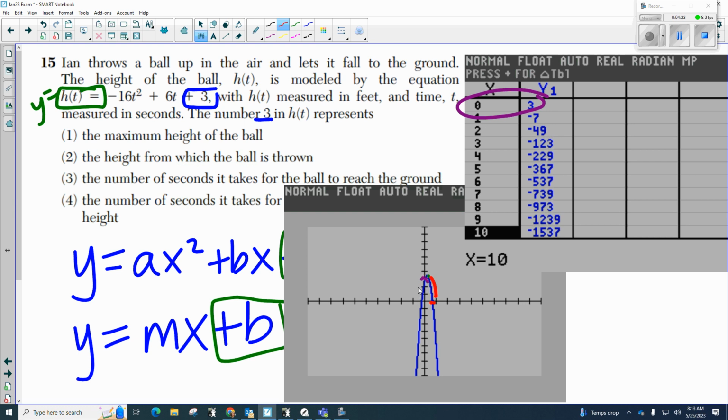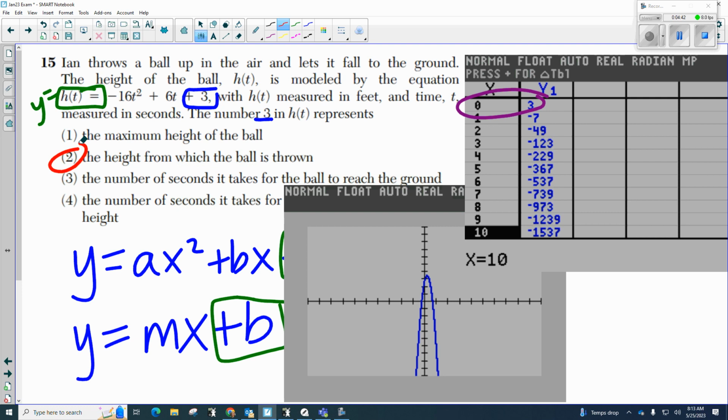Okay, hopefully you can see that that's 1, 2, 3. It goes up a little bit there. Now you can't see it so good because I wrote all over it, but it goes up from 3. So it's not the maximum height of the ball. 2, the height from which the ball is thrown. That is our answer.